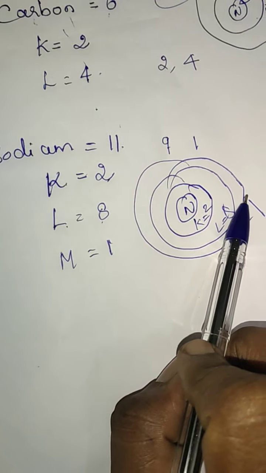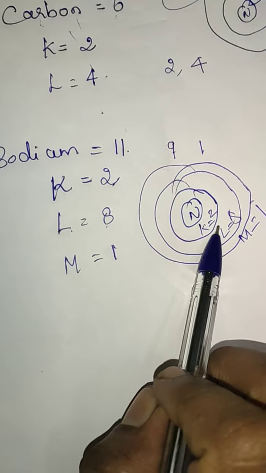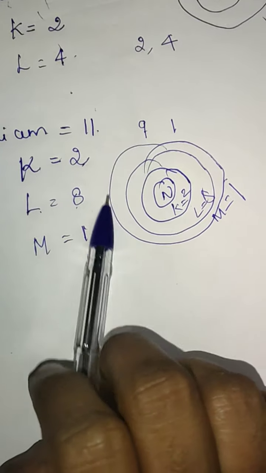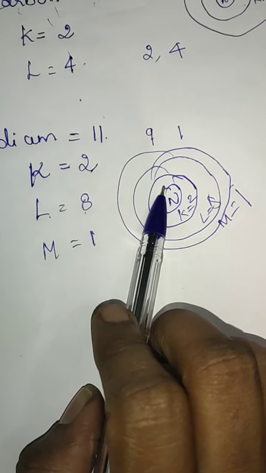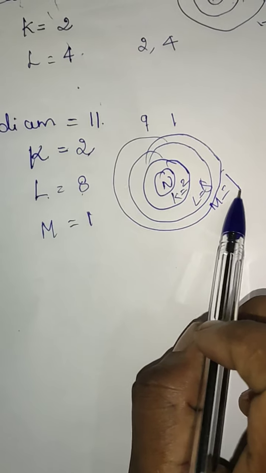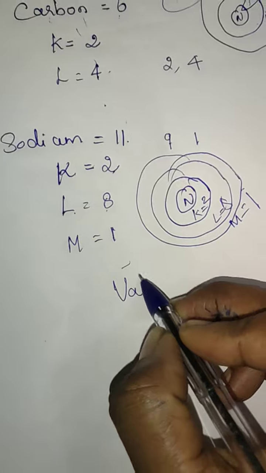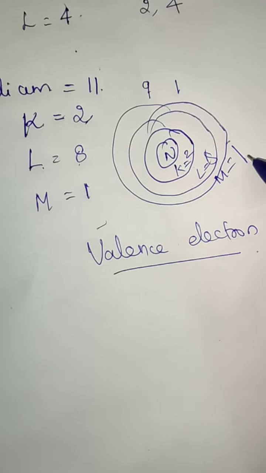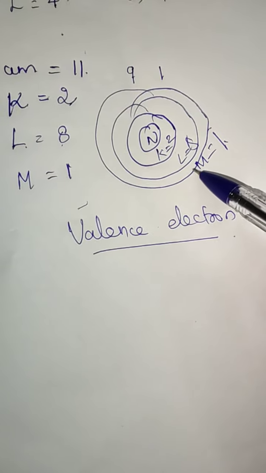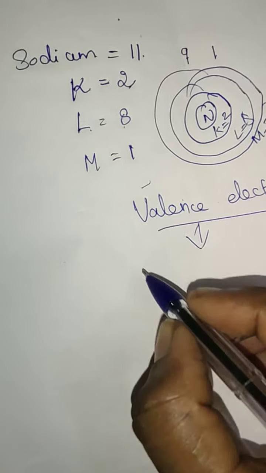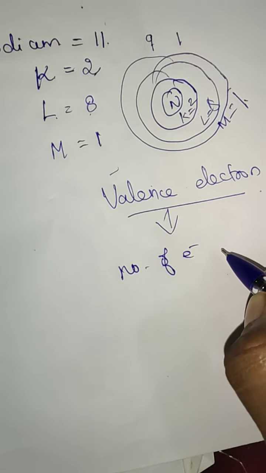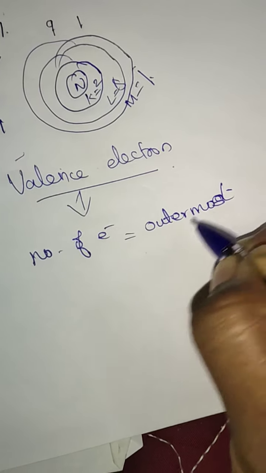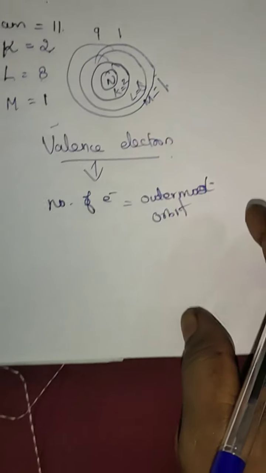So the sodium atom has 3 orbits. What are they? K, L, M. And this is called the outermost orbit. The number of electrons present in the outermost orbit is called the valence electrons. What is valence electron? The number of electrons present in the outermost orbit.